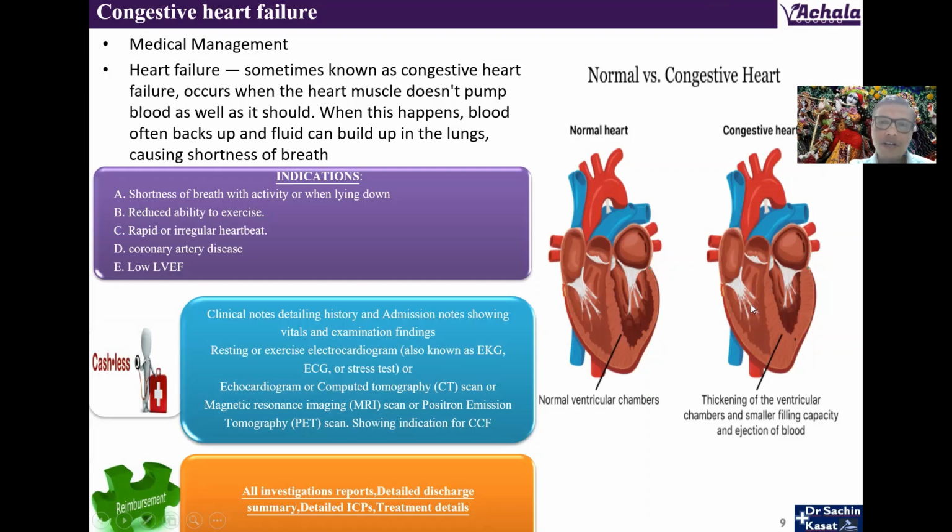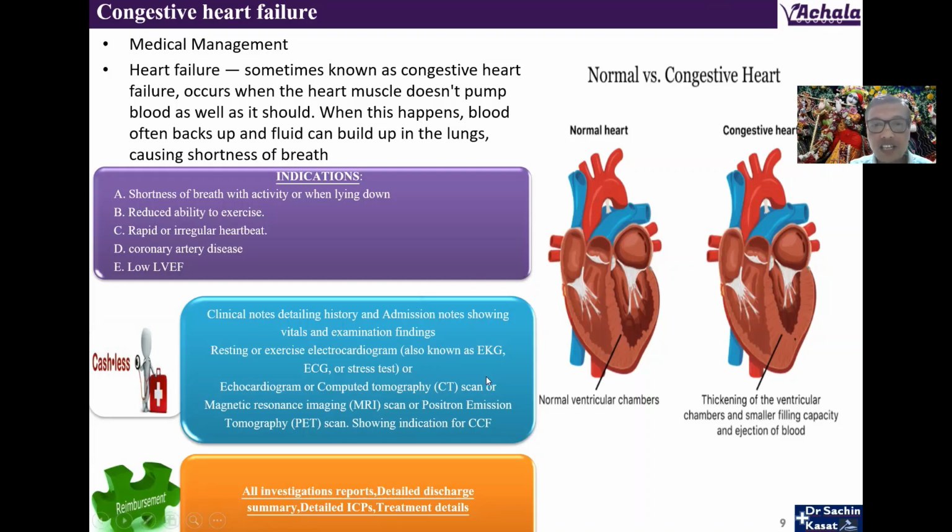So that is why it becomes weaker. Your functioning becomes weak. Indications will be shortness of breath, reduced ability to exercise, irregular heartbeats, and low ventricular ejection fractions. So left ventricular ejection fractions are going to be lowered.